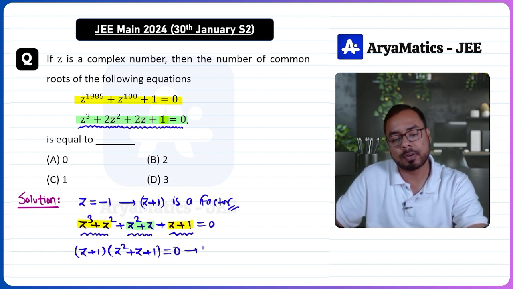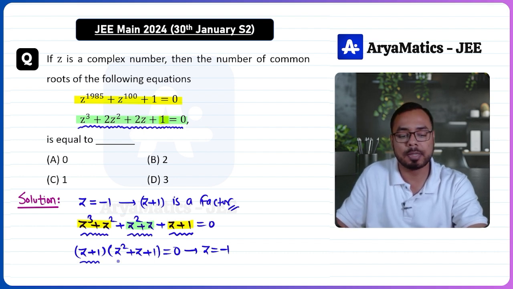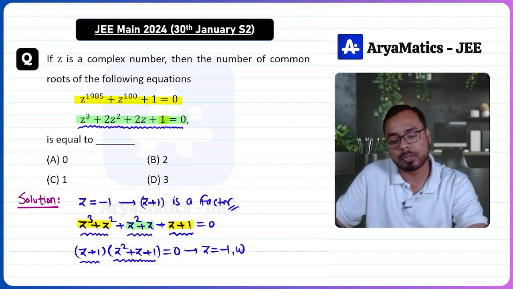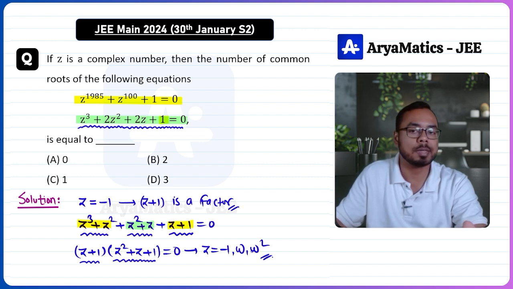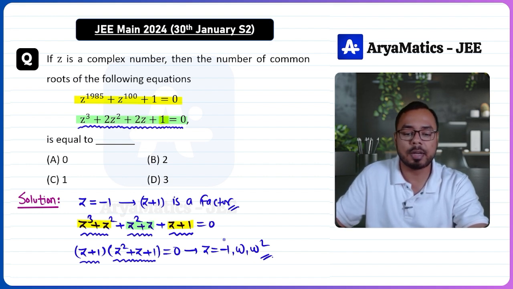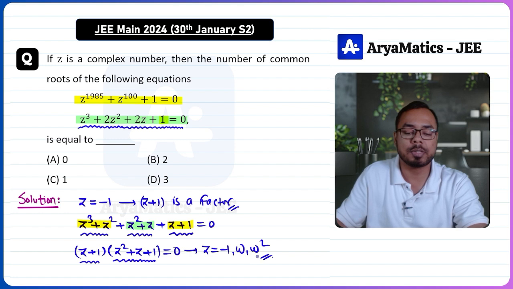And now clearly you can see that for this equation, if the first factor is 0, z equals -1, which we have established earlier. And if z square plus z plus 1 is 0, from there you will get the roots as omega and omega square, where omega is the imaginary cube root of unity. So basically for the second equation, these are the three roots: -1, omega and omega square. And now we need to check whether these numbers are also the root of the first equation or not.